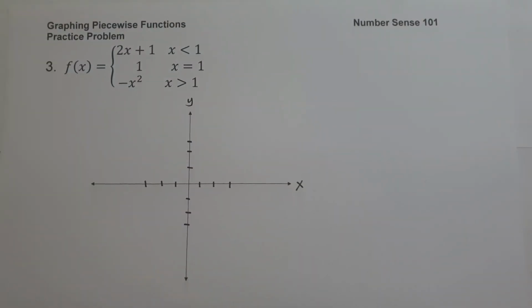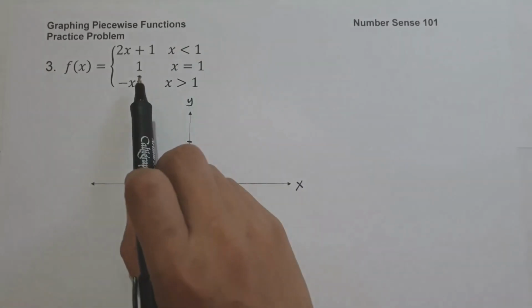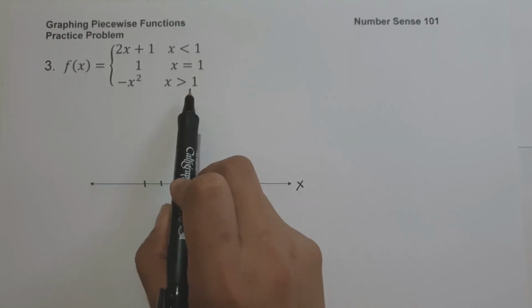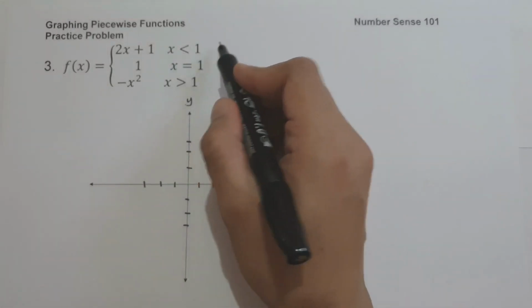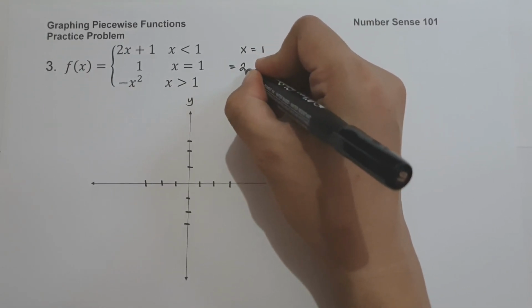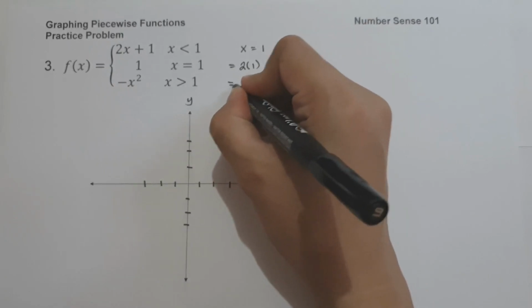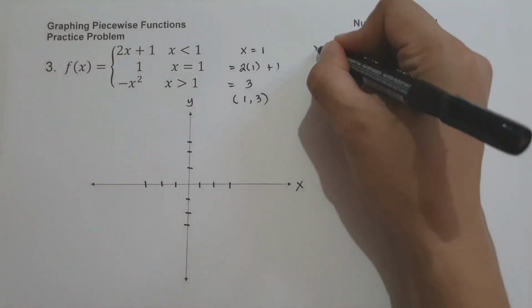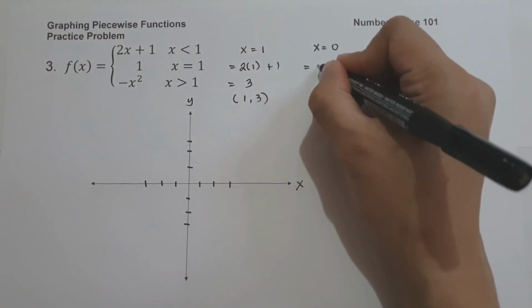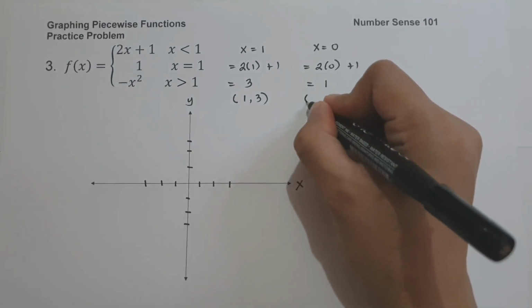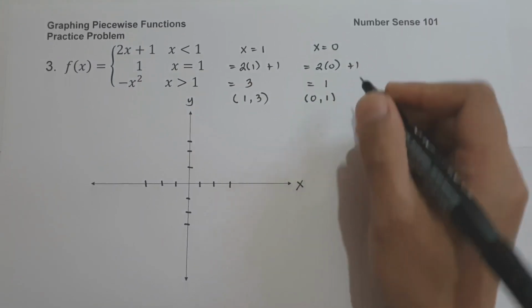On example number 3, f of x is equal to 2x plus 1 when x is less than 1, and it's equal to 1 when x is equal to 1, and it's equal to negative x squared when x is greater than 1. So let us graph this one first. So let's say x is equal to 1. We are going to have 2 multiplied by 1 plus 1, and that is 3. So this will be 1, 3. Let's say x is 0. This will be 2 multiplied by 0 plus 1, and this will be 1. So we are going to have 0, 1.